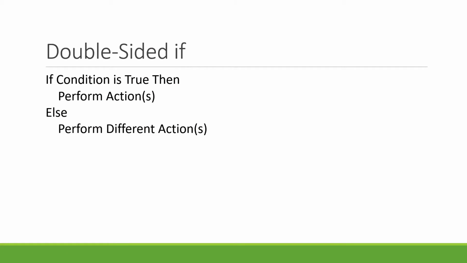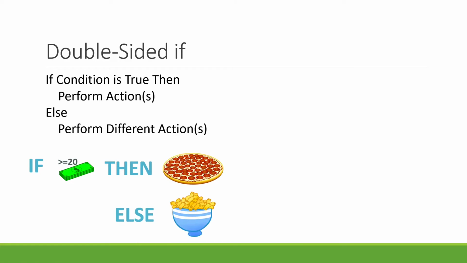So that's a single-sided if. A double-sided if has two actions or set of actions, and there's also a single condition. If the condition is true, one set of actions are performed, but if the condition is false, a different set of actions are performed. We often call a double-sided if an if-else statement. For example, you might decide that if there's $20 or more in your wallet, you'll order pizza. Otherwise, you'll make mac and cheese from a box.